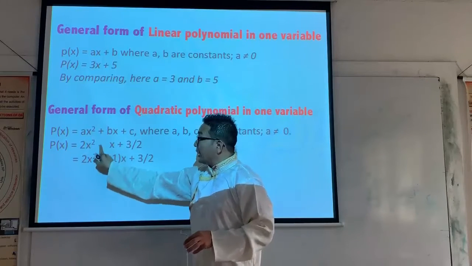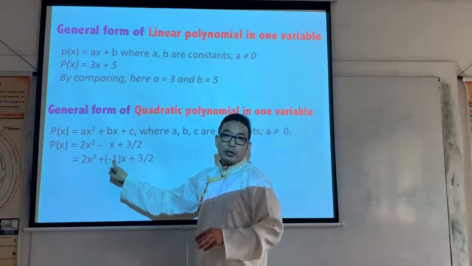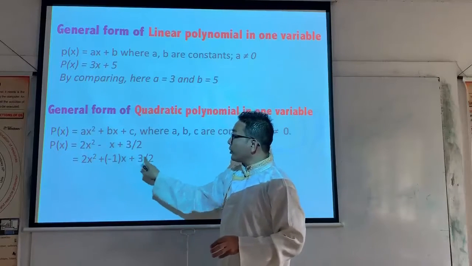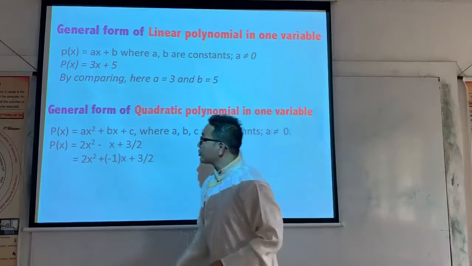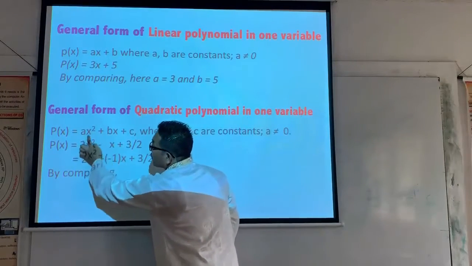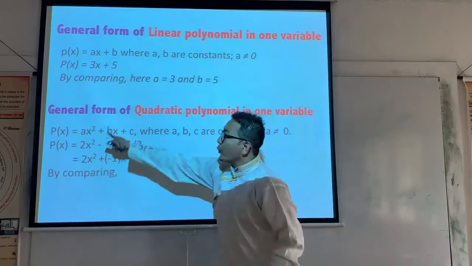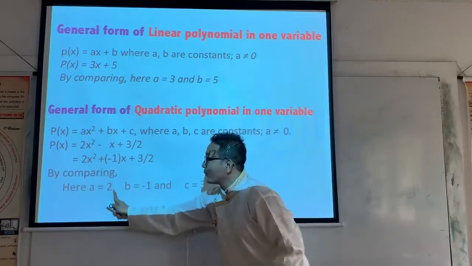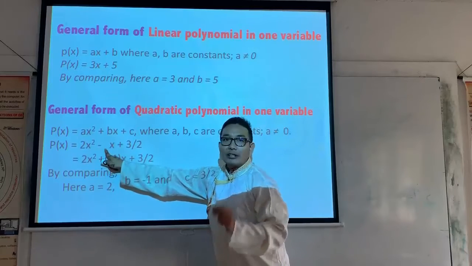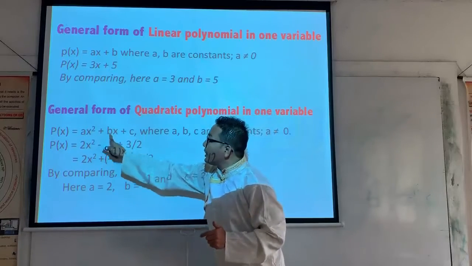If a term is negative, we treat the negative sign as part of the coefficient. The constant term is 3 by 2. The variable part of the constant term is x raised to power 0. Compared to this, the coefficient of x square is 2. So therefore the value of a is 2. The coefficient of x is negative 1, and the last term is positive.